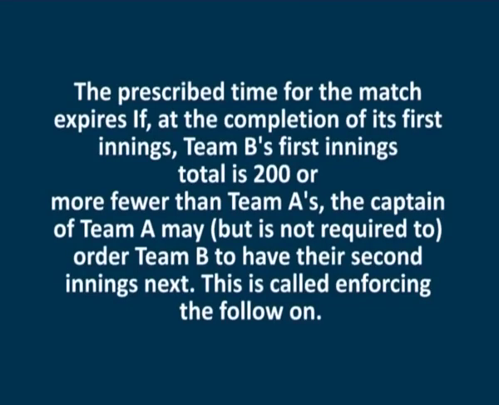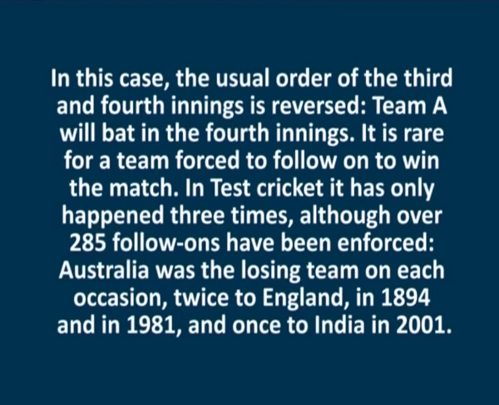The prescribed time for the match expires. If at the completion of its first innings, Team B's first innings total is 200 or more fewer than Team A's, the captain of Team A may, but is not required to, order Team B to have their second innings next. This is called enforcing the follow-on. In this case, the usual order of the third and fourth innings is reversed. Team A will bat in the fourth innings.